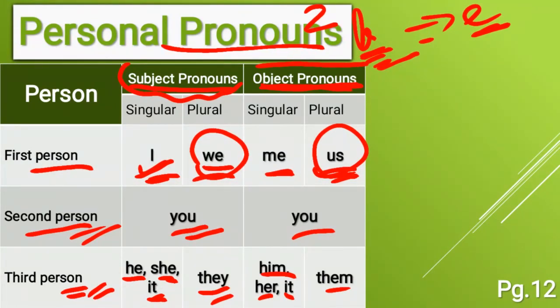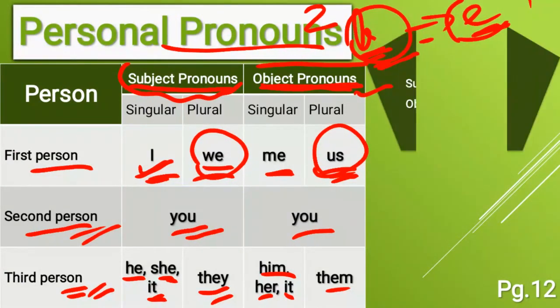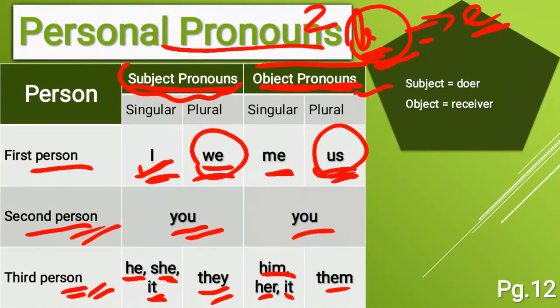So children, you should know what are subject pronouns, what are object pronouns. You know that subject pronouns can be written only in the beginning of the sentence, whereas object pronouns can be written only in the end of the sentence. You know that, isn't it? Yeah, that's fine. So don't forget what are the first person, second person and third person of subject and object pronouns. Got it? So children, here subject, doer, one who is doing the action.